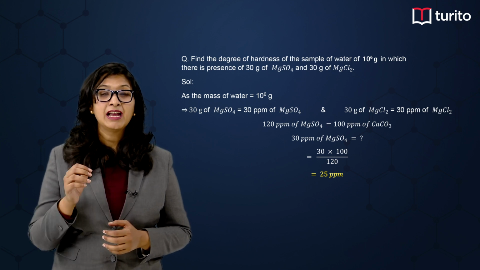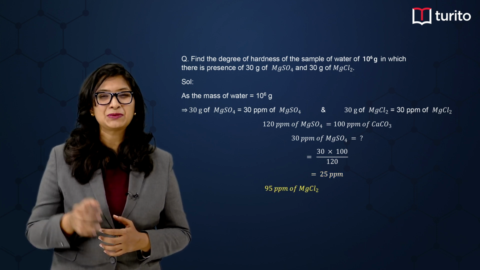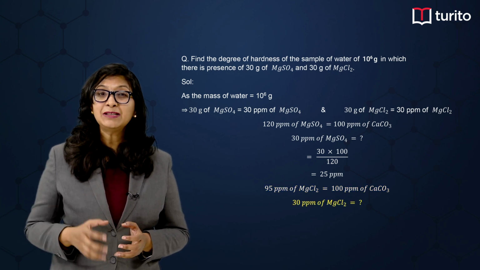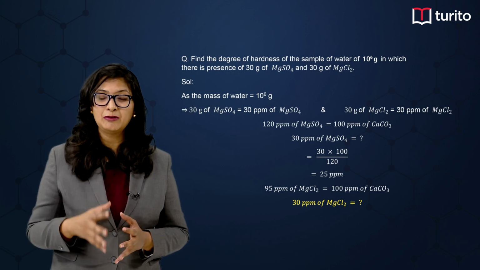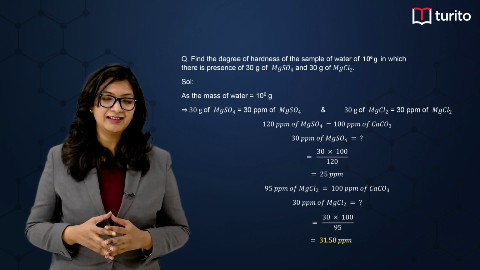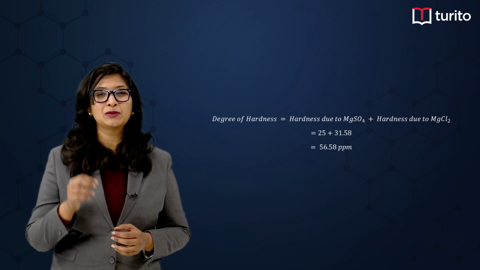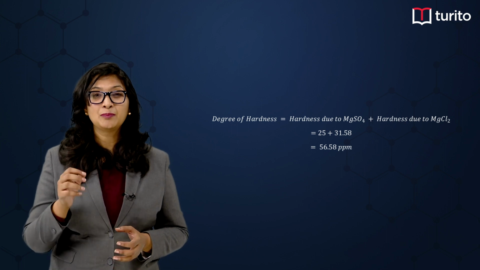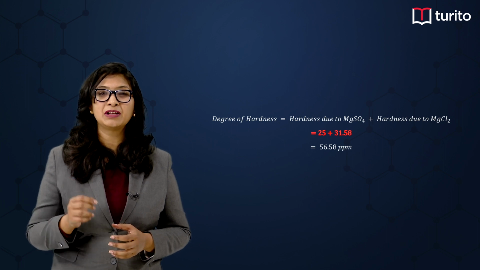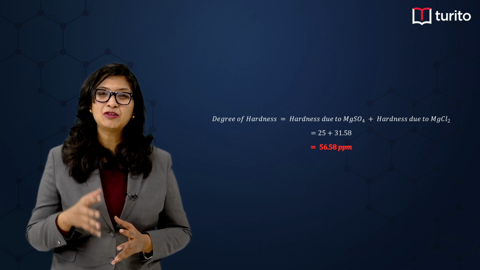Now if I am having MgCl2, then if you remember, 95 ppm of MgCl2 is equal to 100 ppm of CaCO3, right? So 30 ppm of MgCl2 will be equal to how much? It will be 31.58. Now this is permanent hardness, right? So degree of hardness, that also permanent hardness, over here will be equal to hardness due to MgSO4 plus hardness due to MgCl2, which will be equal to 31.58 plus 25, which is equal to 56.58 ppm. So that's how you have to solve it.